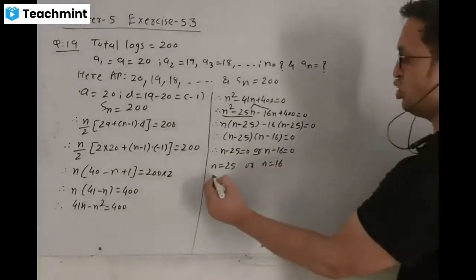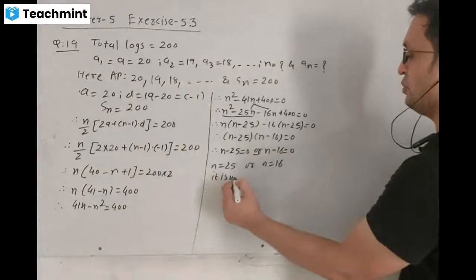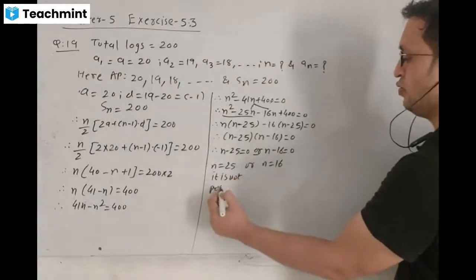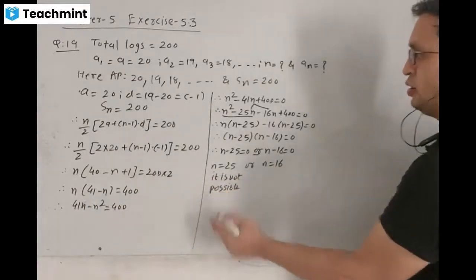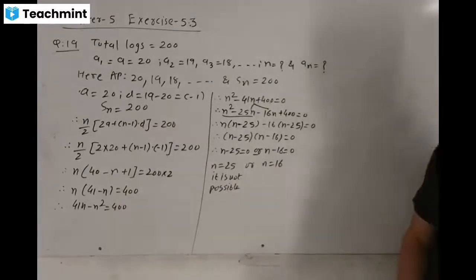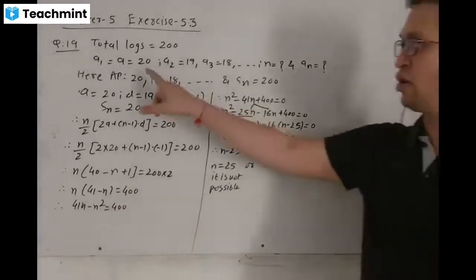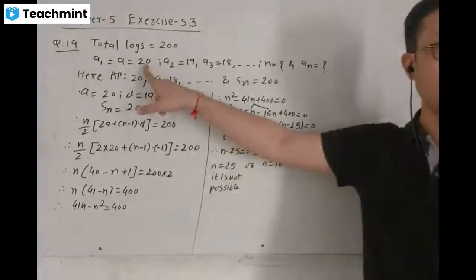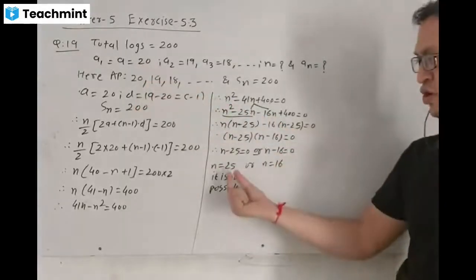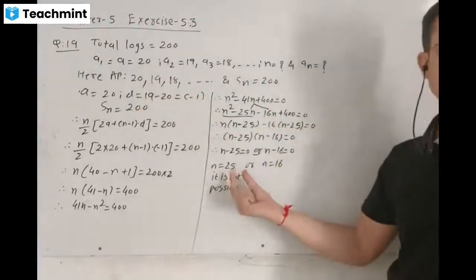But that term is not possible. Why is it not possible? Because in the first row, the number of logs is 20. Therefore, 25 rows is not possible.